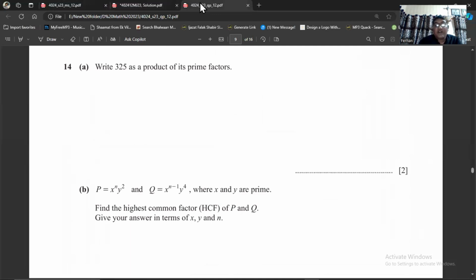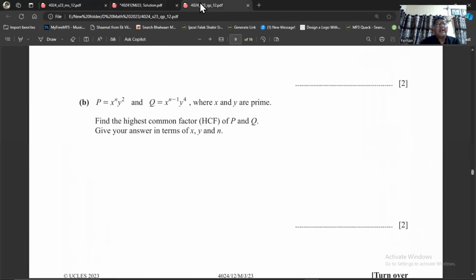Okay, so the next part is question number 14, and it's B part. He says, P is equal to x raised to power n multiplied by y raised to power 2, and Q is equal to x raised to power n minus 1 and y raised to power 4, where x and y are prime. Find the highest common factor, HCF, of P and Q. Give your answer in terms of x, y, and n. Okay, so we have to find the HCF.